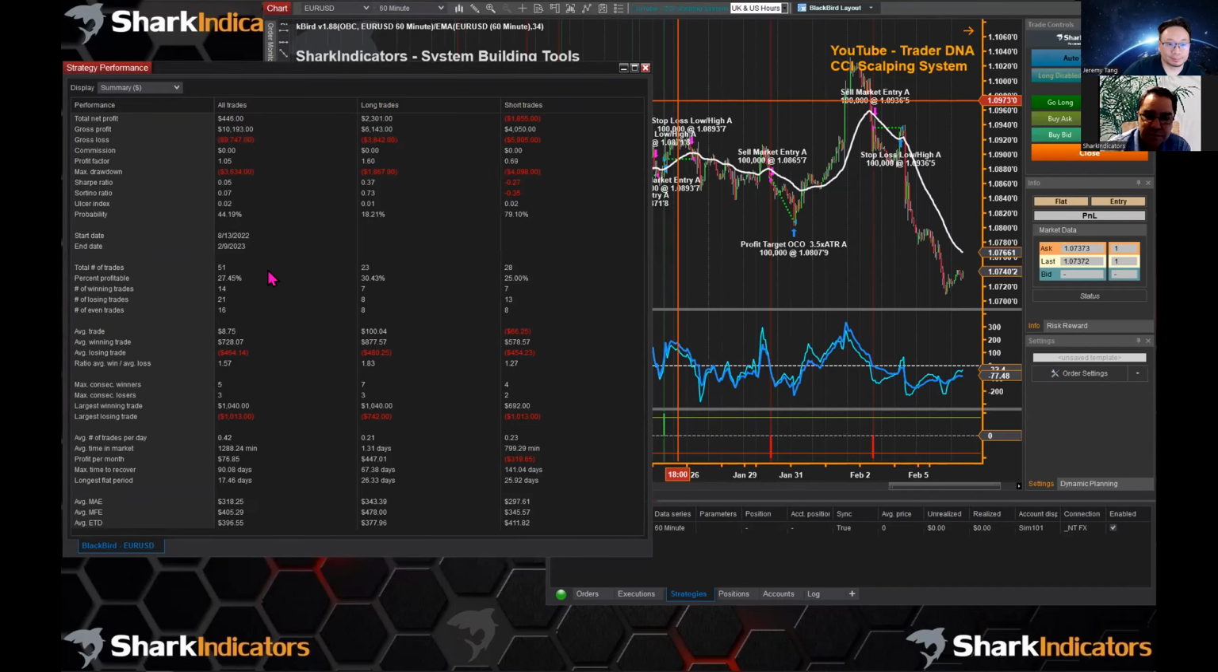Surprisingly, this actually has the worst profitability percentage that we've seen so far, dropped down to 27. The winners are pretty high, up there around 700. So the winners are, what, 1 and 2/3 of the losers.